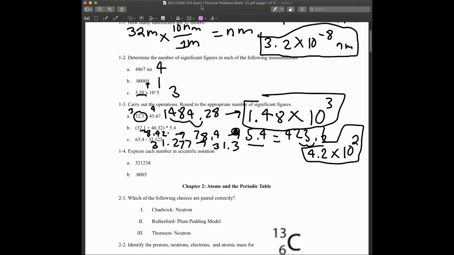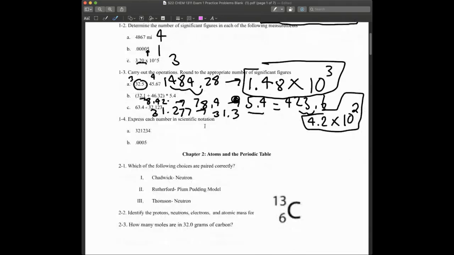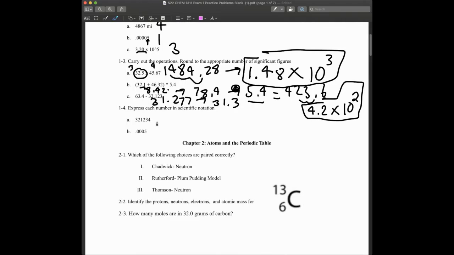Any questions so far? Okay, sounds good. So, express each number in scientific notation. The decimal point is here. We want to go 1, 2, 3, 4, 5, so that we get a base between 1 and 10. So we get 3.212334 times 10 to the power of, let's see, how many times did we jump? We jumped 1, 2, 3, 4, 5. We jumped 5, so we put a 5 here.